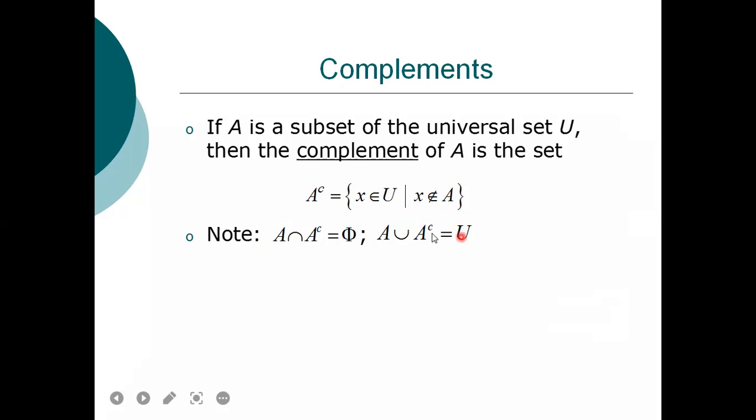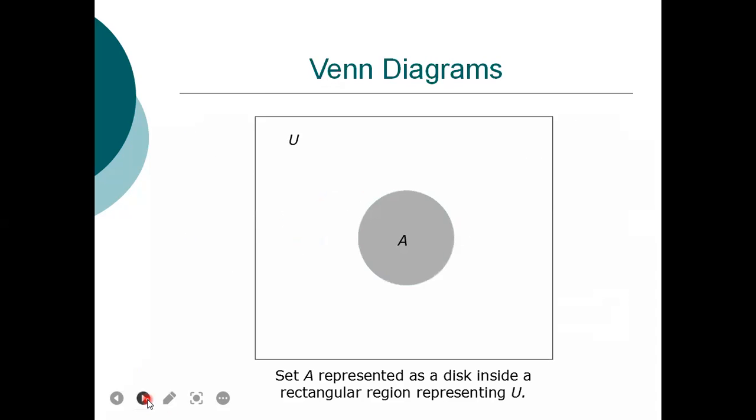We have noted this. These are the idempotent laws you must know from our first slide. In a Venn diagram, the universal set can be denoted by this rectangular region represented by U, and here A is represented as a disk inside it. So the whole rectangular region is the universal set, but a small ball will be any set inside U.